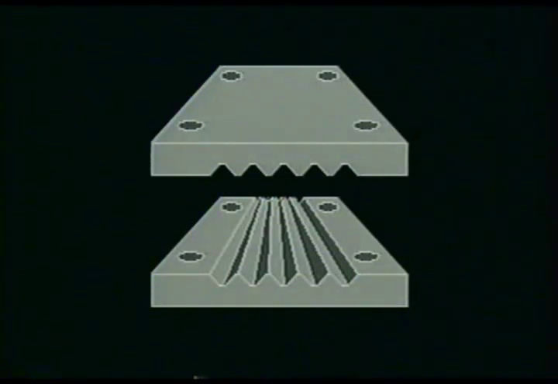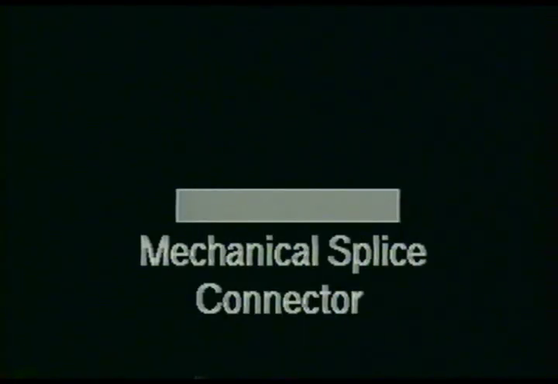Here you see a V-groove splice connector designed for 5 fiber cables. Its theory of operation is very simple. Before the fiber cores are placed into the V-groove connector, either index matching fluid or epoxy is placed into the grooves. This reduces the reflection loss in the splice connector.